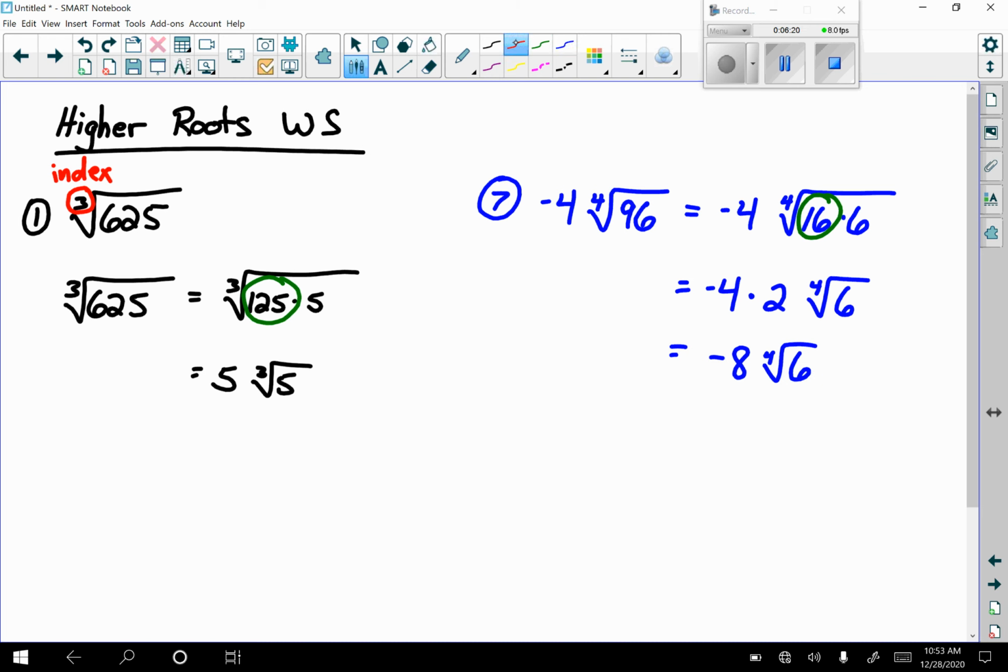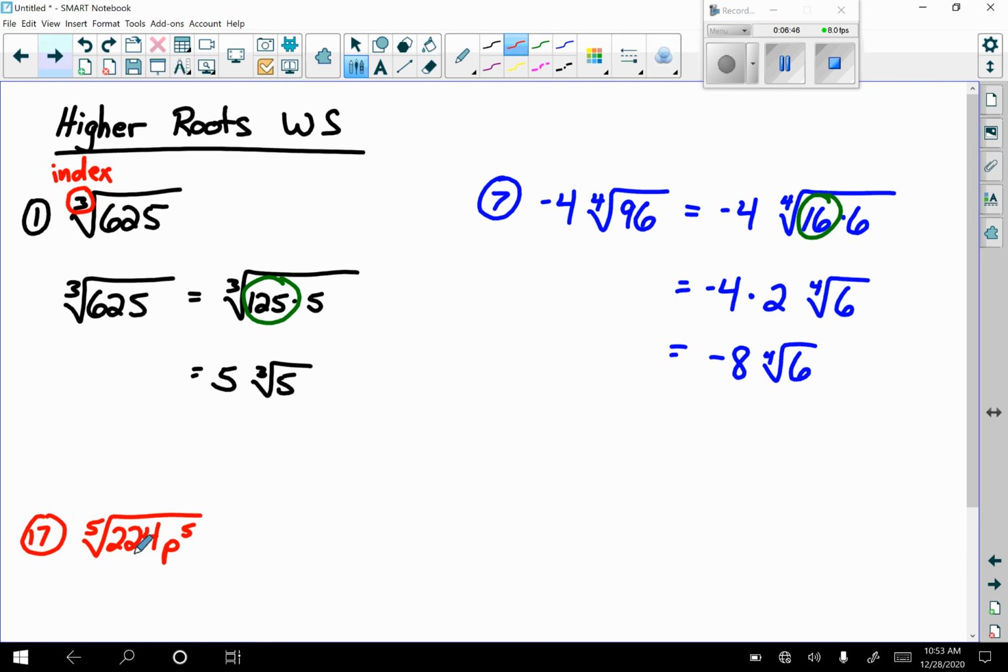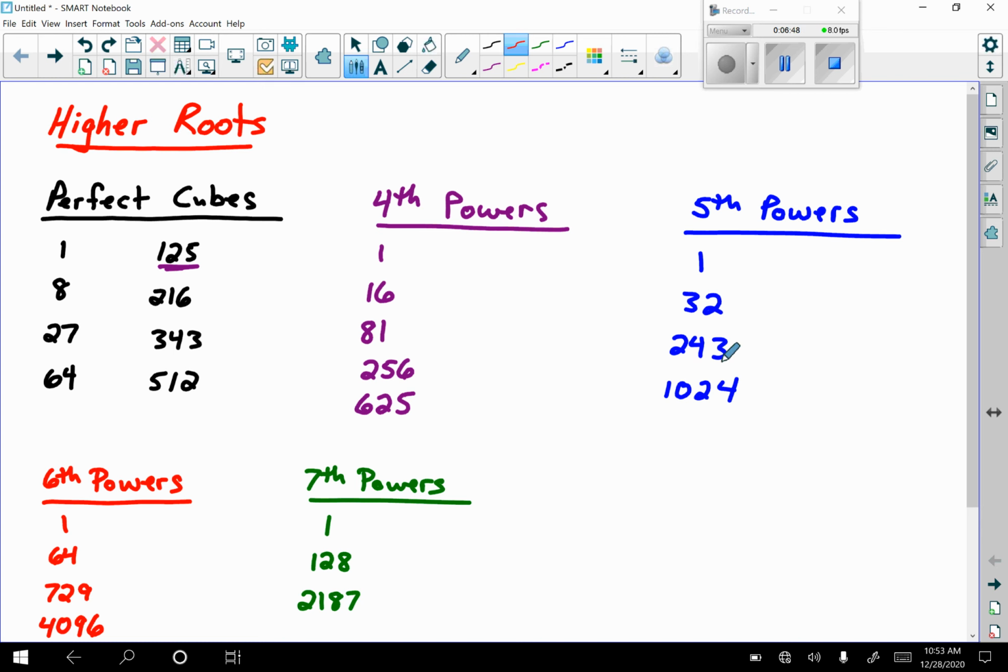Let's jump down to number 17 next. 17 is the 5th root of 224 times p to the 5th. So now when we look at variables, we want to make sure that this exponent can divide by the root that's out here. And in this case, it can't. But let's go to our list of 5th powers. So we're looking at a 224. So 243 is too high.